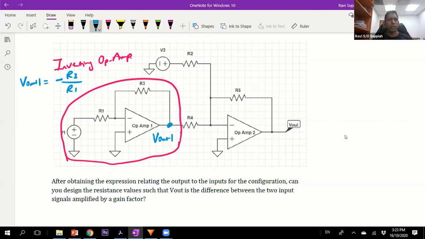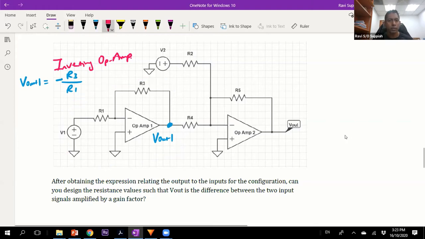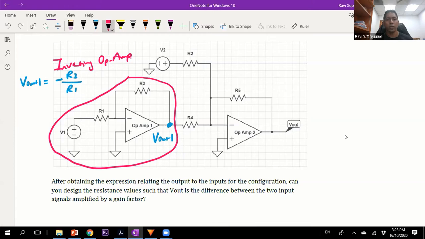Now the next thing is this part over here, the second part of the circuit on the right hand side. We know that the input to this circuit is basically Vout1. Vout1 is now the input to the second part of the circuit. Now in the second part of the circuit, what do we have? We have some different configuration.